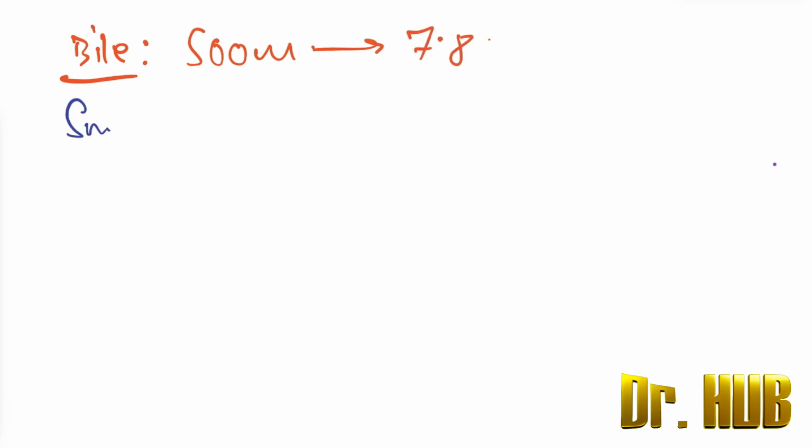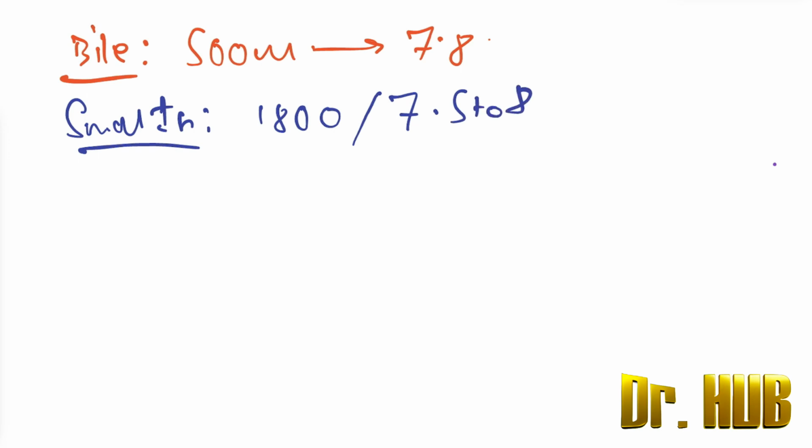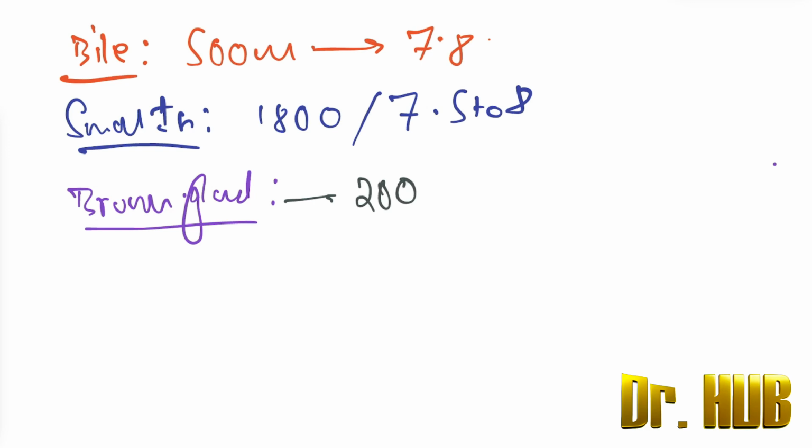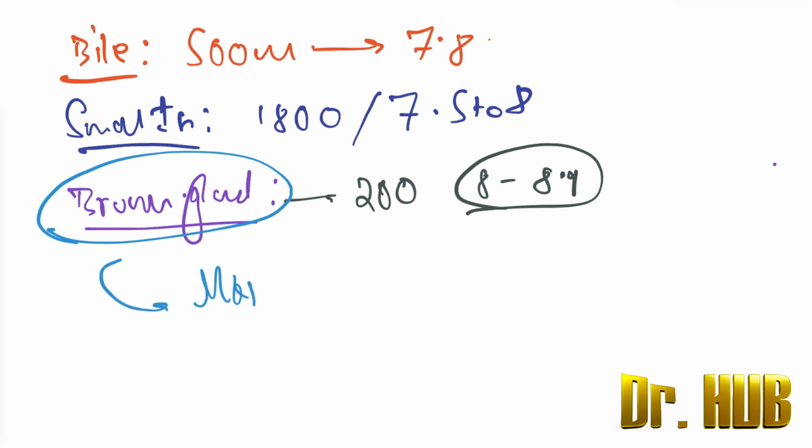Next is the small intestine. In terms of the small intestine, how much is the secretion? Secretion is about 1800, and the pH is 7.5 to 8. Next is the Brunner's gland. The secretion will be about 200. The small intestine is too much, about 1.8 liters compared to the others, and the saliva is also 1.5 liters. The Brunner's gland is minor, around 200 ml, and the pH is 8 to 8.9. So this Brunner's gland is considered the most alkaline.